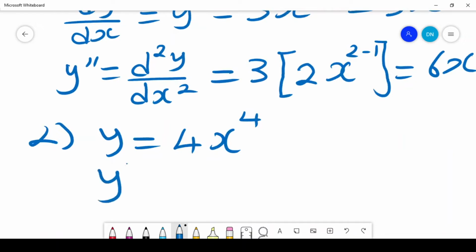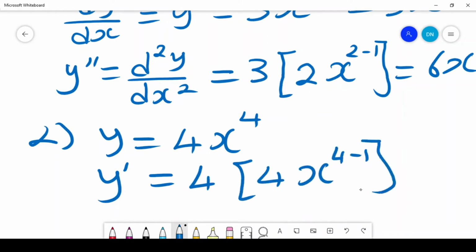Again, for y equals x to the power 4, the y prime will be 4. I take 4, and then I take the power of x minus 1. So that will give me 4x raised to power 3. And that would be the solution to that.